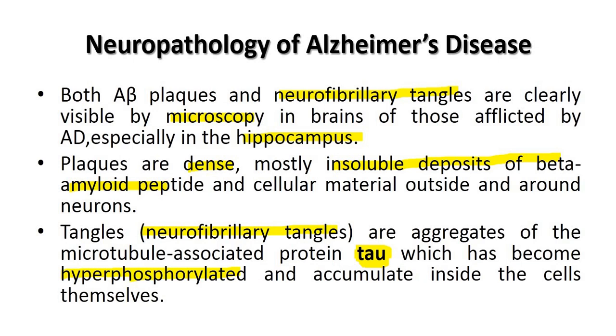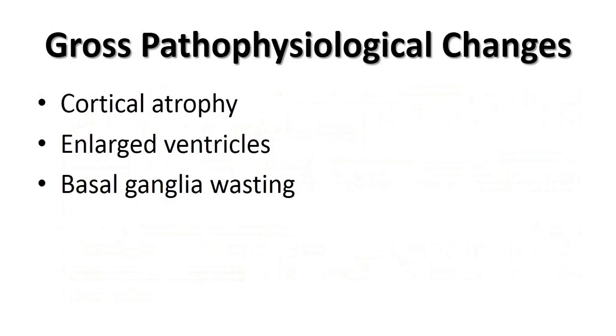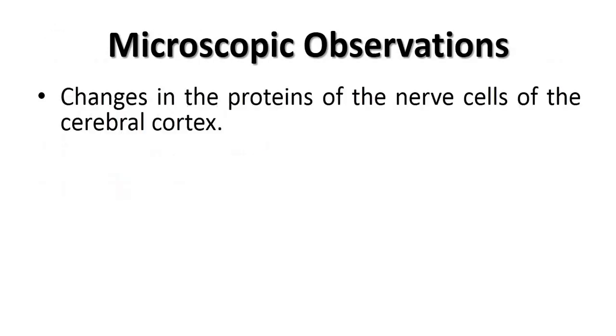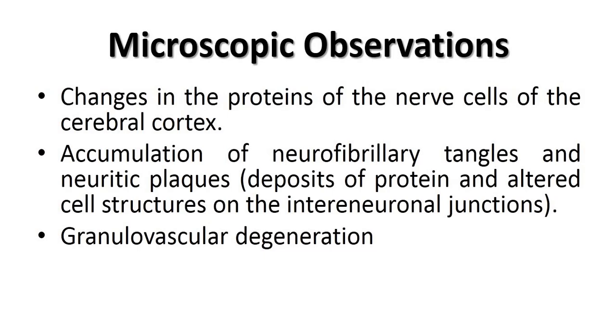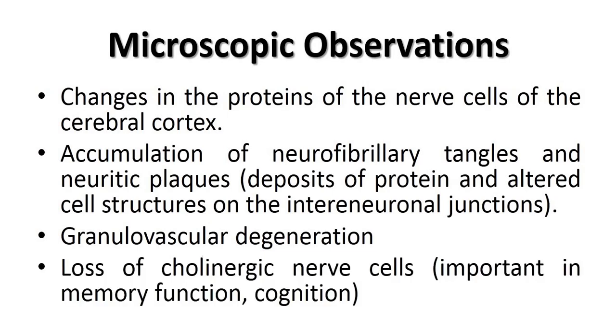What are the gross pathological changes? Three gross pathological changes are cortical atrophy, I just showed with diagram, enlarged ventricles, again I showed by diagram, and basal ganglia wasting. The basal ganglia gets wasted and atrophy takes place. These are the three basic pathophysiological changes. How do you see under microscope? What are the observations? Microscopic observations. There are changes in the proteins of the nerve cell of cerebral cortex, accumulation of neurofibrillary tangles, granulovacuolar degeneration, and loss of cholinergic nerve cell.